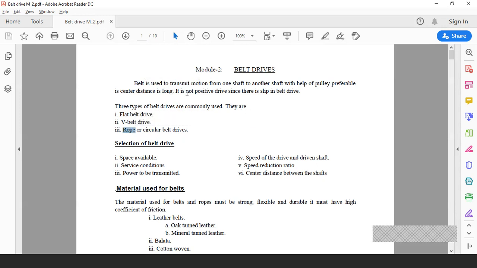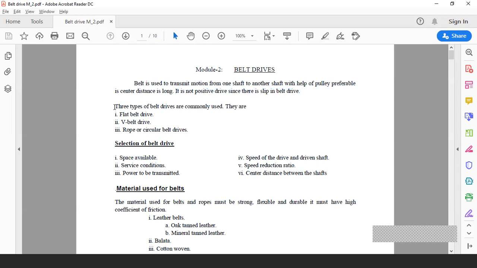Suppose the center distance is small and the maximum power is to be transmitted, in that case V belt drives are preferred. Flat belt drives are preferred whenever there is a large center distance, say around 5 or 6 meters, and a moderate amount of power is to be transmitted. These drives are called non-positive drives as there is a slip in the drive. What slip is, we will come to know in the next discussion.